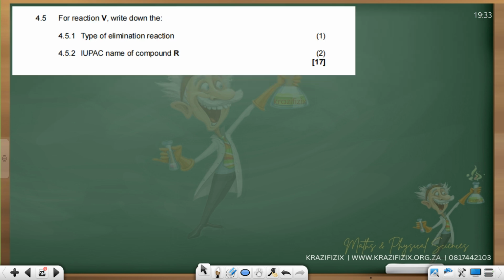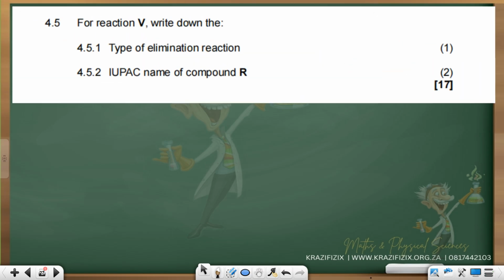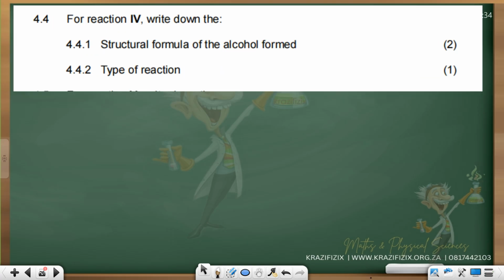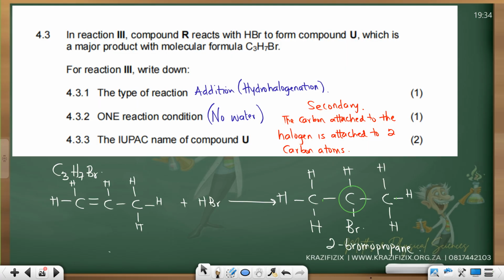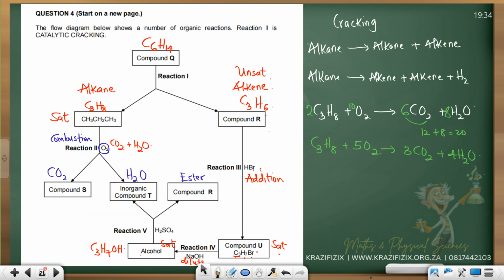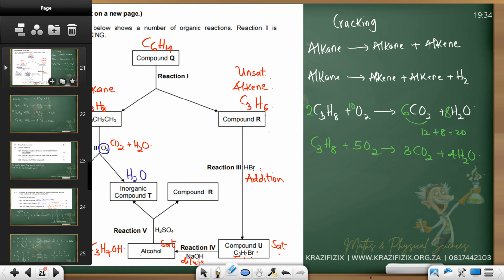For reaction 5, write down the type of what? Oh, you see, they are specific. Type of elimination. Let me see something. Reaction 5. Since they didn't bring in a carboxylic acid. All right, so they want to eliminate. Okay, let's go draw that and eliminate. So probably we shouldn't conclude that it's an ester, because I thought they were going to say probably it reacts with something along the way. All right, now I know where we're going.